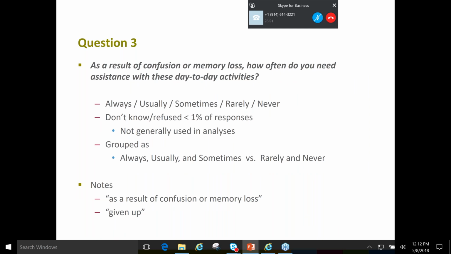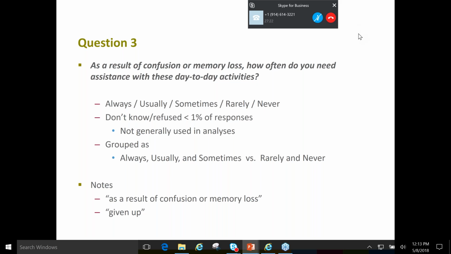So for question 3, as a result of confusion or memory loss, how often do you need assistance with these day-to-day activities? Again, this is a 5-point response: always, usually, sometimes, rarely, or never. The don't know or refused responses are less than 1% for this question. And again, we group these as always, usually, and sometimes versus responses of rarely and never.